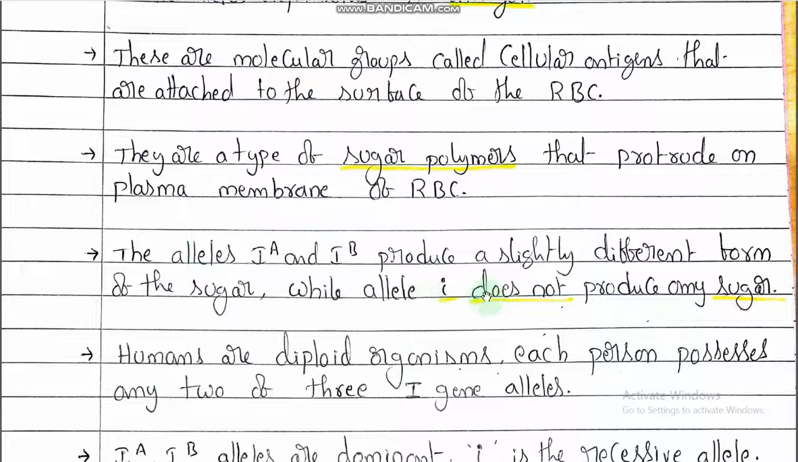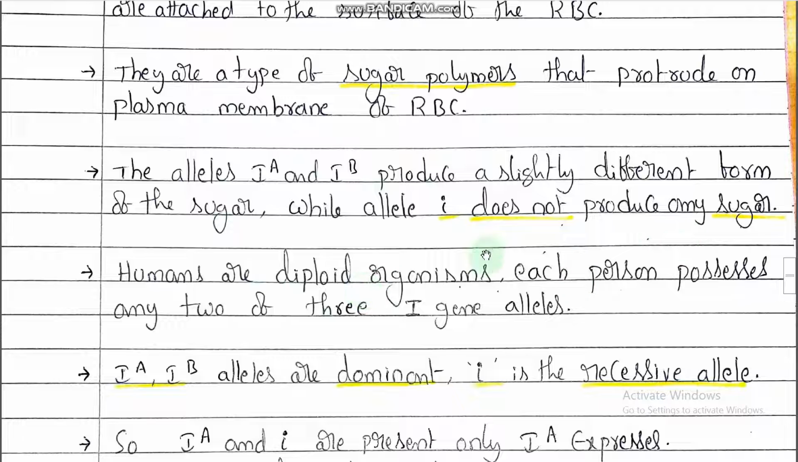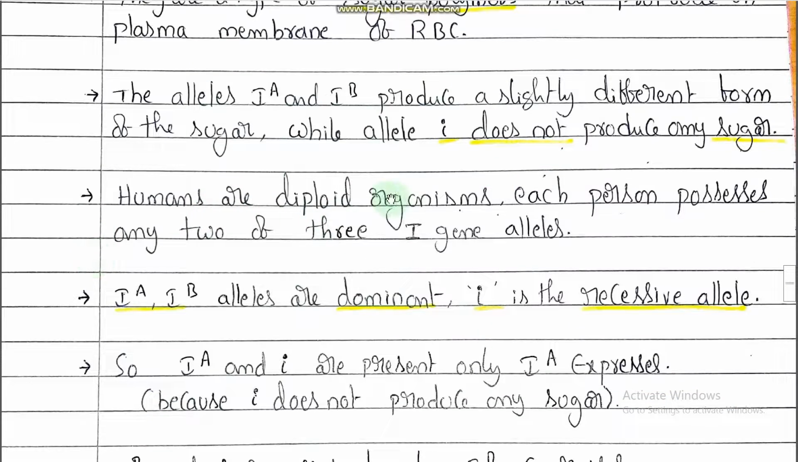The allele i does not produce any type of sugar, right? In the 3 alleles, which allele does not produce any type of sugar? The small i allele does not produce any type of sugar. Humans are diploid organisms. So, humans are diploid or triploid? Diploid organisms. Within these 3 alleles, any 2 only are possessed. Each person possesses any 2 of the 3 I gene alleles: either IA or IB, IA or i, IB or i, or i and i, right?